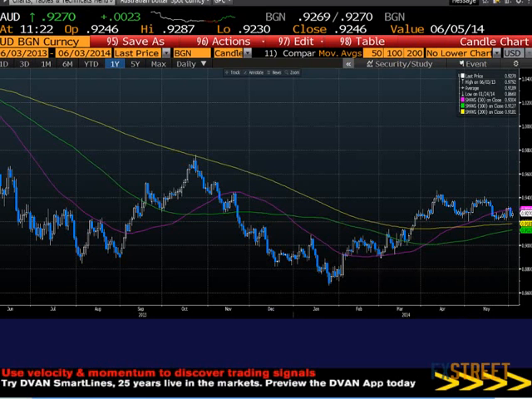Whether or not that move above 94 that we saw in April is going to be the top for now, we'll have to wait and see. It certainly is at the moment. It's going to certainly be an interesting one.